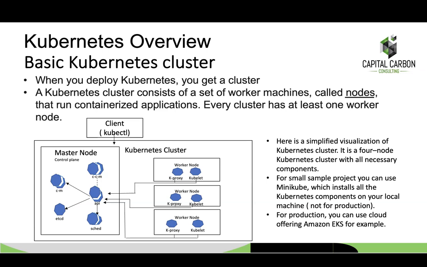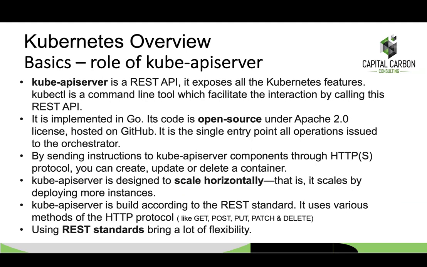For this course, we have some advanced modules which will help you understand how to install your first Kubernetes cluster through Minikube. For production, you can use a cloud offering, Amazon EKS, for example. Now let's dig deeper into the role of each of the components, which we talked about in the earlier slide.